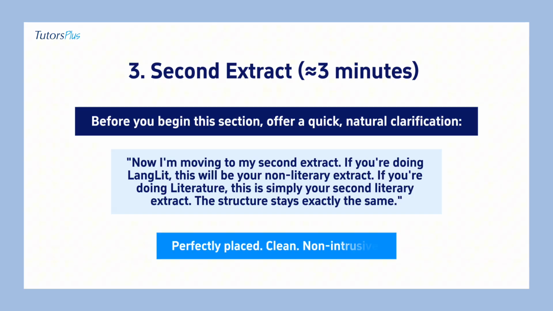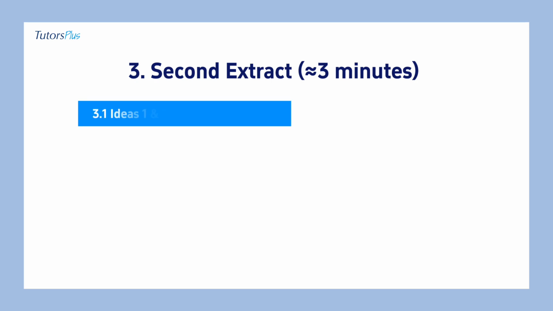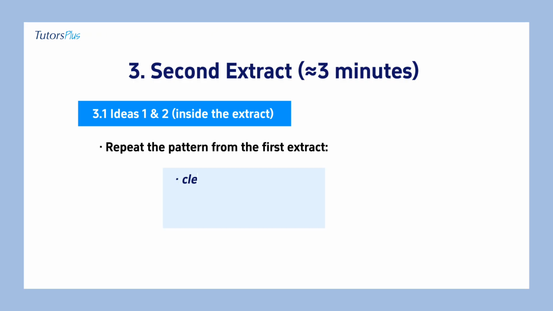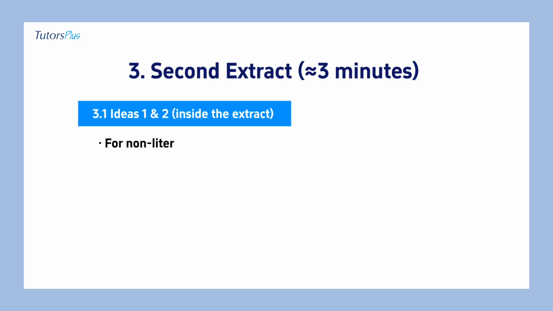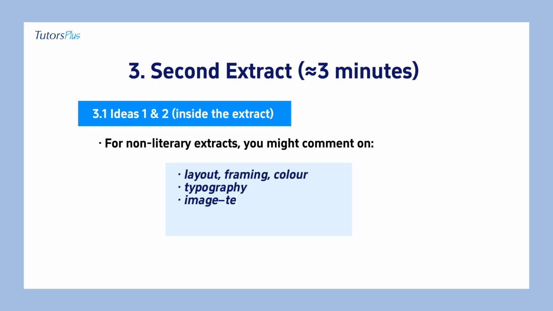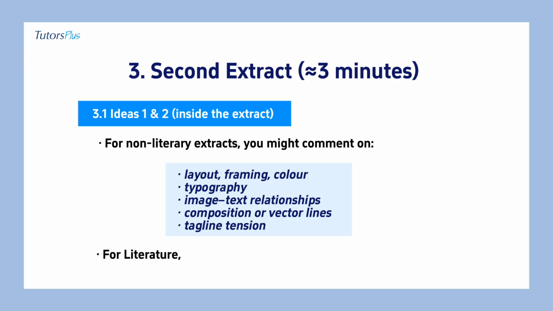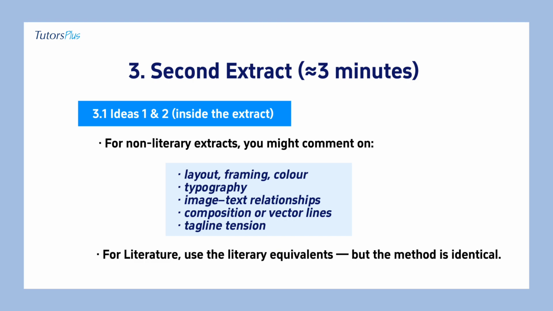Perfectly placed, clean, non-intrusive. So again, you're starting with ideas 1 and 2 inside the extract, repeating that same pattern from the first extract. You've got a clear claim, precise technique, effect, and link to the global issue. That has to happen. For non-literary extracts, you might comment on the layout, the framing, the color, typography, the image-text relationship, composition, and many other things. For literature, you're using the same literary equivalent as the first extract, so the method is identical.